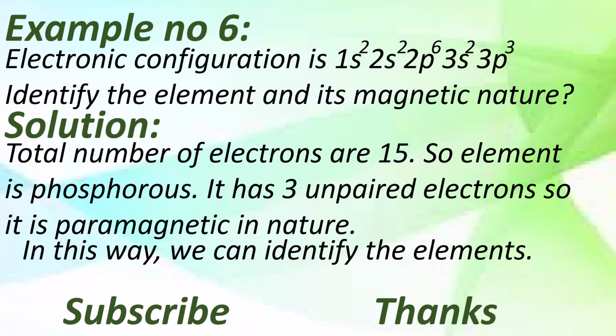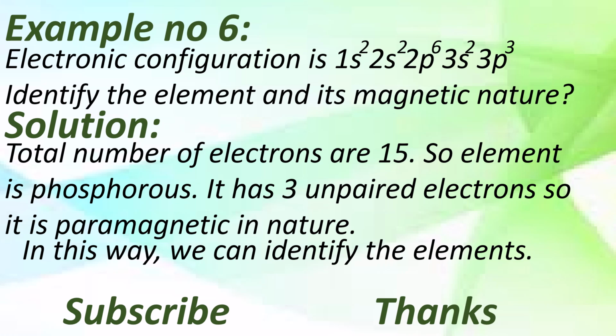Example number 6. The electronic configuration is 1s2, 2s2, 2p6, 3s2, 3p3. Identify the element and its magnetic nature. So according to the Aufbau principle, 1s has low energy, and 2s, 2p, 3s, 3p have much higher energy. An s orbital can occupy a maximum of 2 electrons, a p orbital can occupy a maximum of 6 electrons.